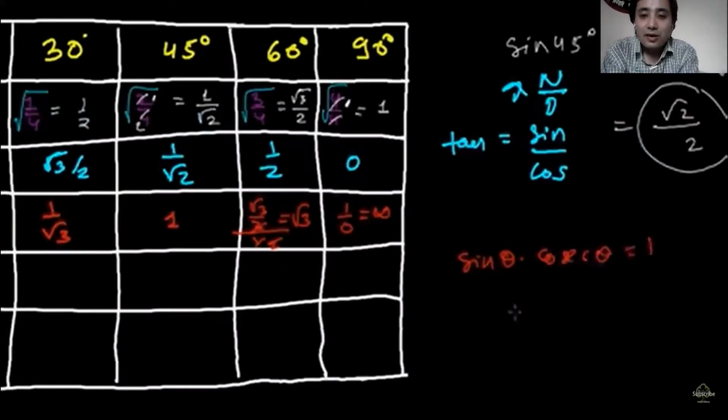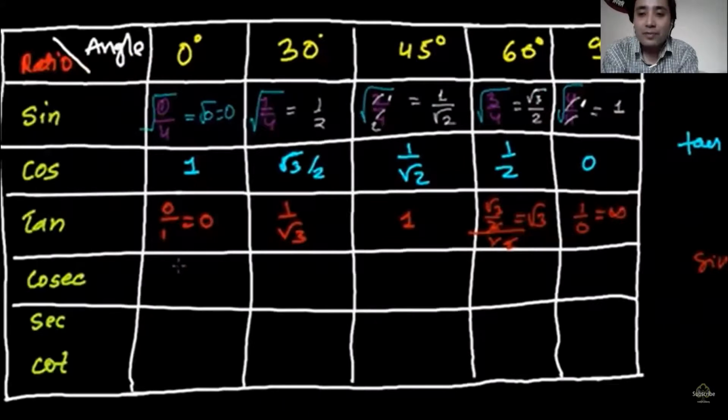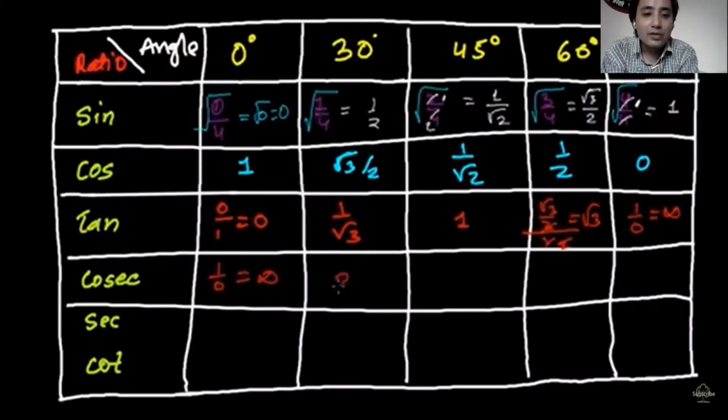These things you must already know: sine is the reverse of cosec. If you multiply the reciprocal of a trigonometric ratio, we get 1. Cosec is just the reverse. So sine 0 was 0, so cosec is 1 by sine, so 1 by 0, which is infinite. Then sine 30 was 1 by 2, so cosec 30 will be 2, because the reverse of 1 by 2 is 2 by 1. Similarly, cosec 45 is root 2, cosec 60 will be 2 by root 3 and cosec 90 will be 1. So that way we are taking the reverse only.